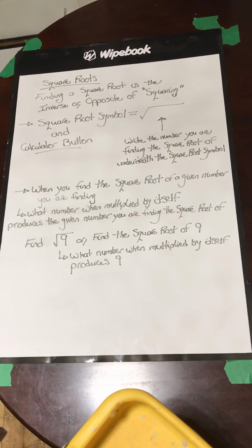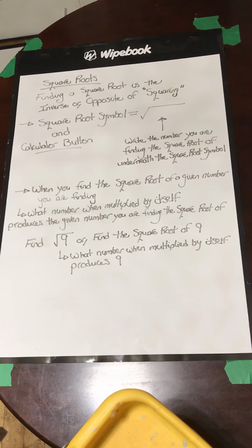Now we're going to talk about square roots. So finding a square root is the inverse or opposite of squaring. The square root symbol equals the symbol that I've drawn there, and you write the number you are finding the square root of underneath the square root symbol.